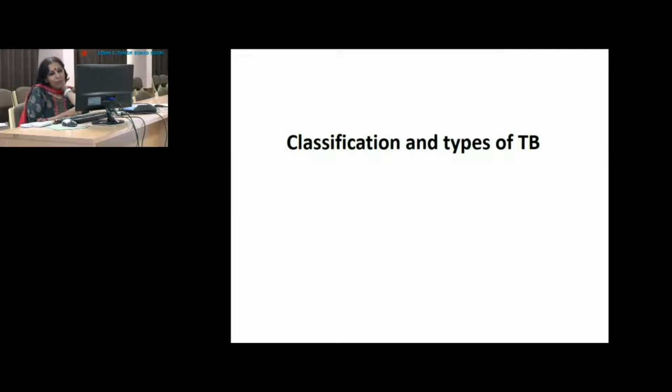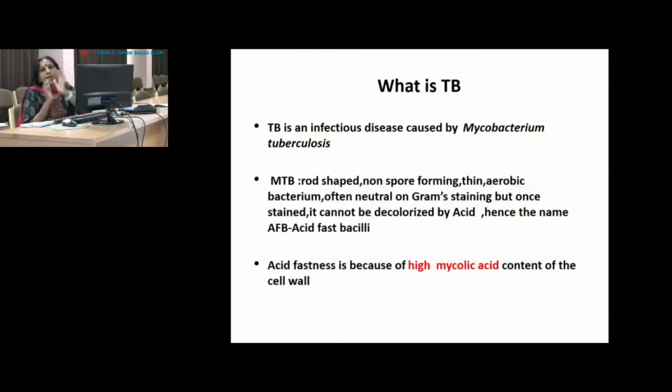Anyway, so coming to the classification and types of TB, I've kept it really simple. It's all very easy to understand. First of all, we have to know what is TB. So it's an infectious disease. I'm sure you all are MBBS students, you are all aware. It is an infective disease which is caused by a bacterium called Mycobacterium TB. This is a rod-shaped bacteria which is neutral on gram staining. This is asked very often, is it gram positive, gram negative? It is actually neutral.